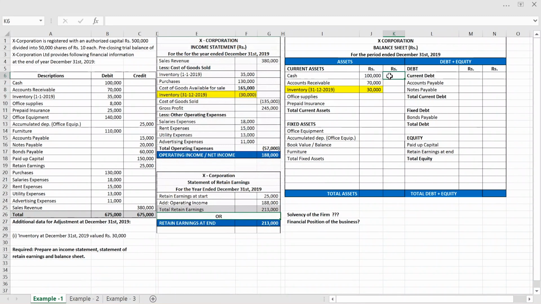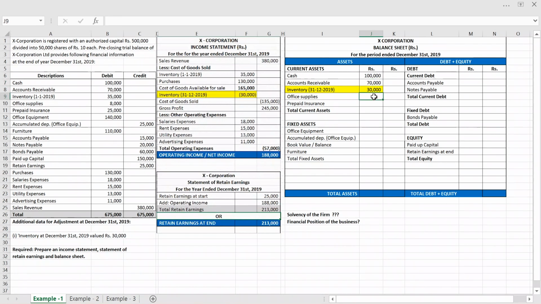Let's take an example of cash. There is no information available in the adjusting data regarding cash. What does it mean? It means it will affect only one side, that is the balance sheet. You may take any other accounts from your pre-closing trial balance, whether it is cash or accounts receivable. Similarly, accounts receivable has no information available in the adjusting data, so I am just copy-pasting it into the balance sheet.